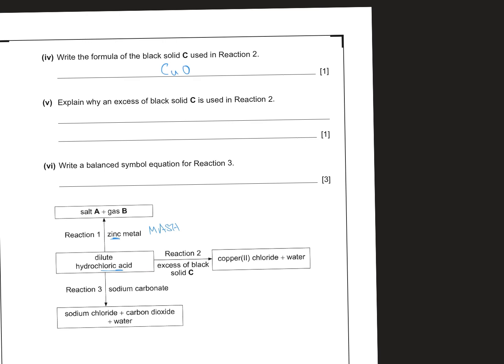Part 5, explain why an excess of the black solid, which is copper oxide, is used in reaction 2. Well, that's just to make sure that all the acid gets used up.